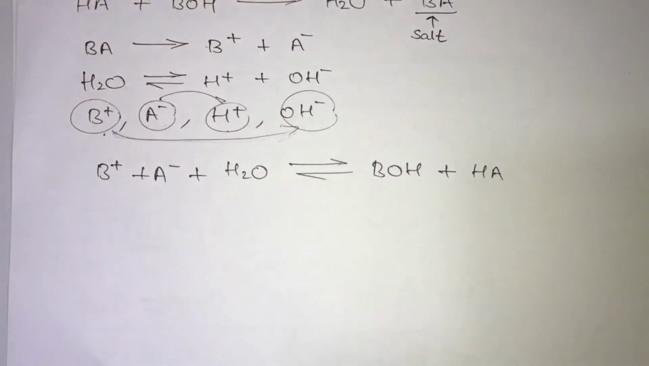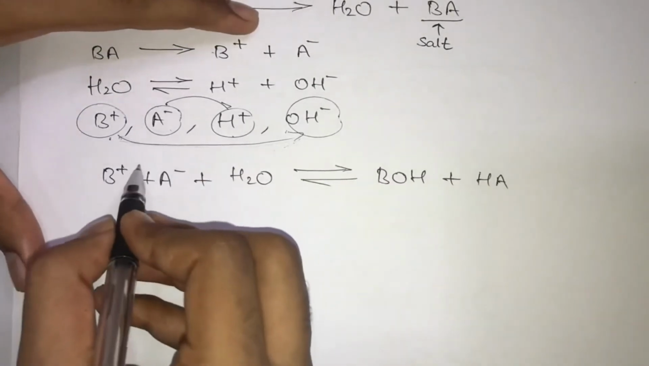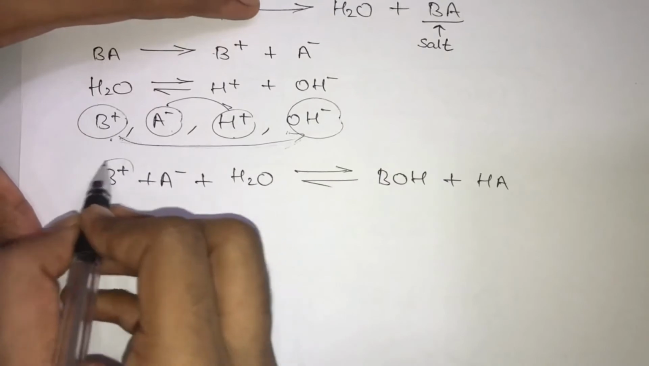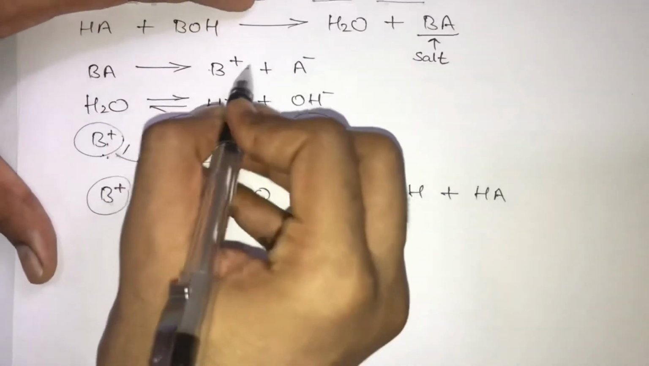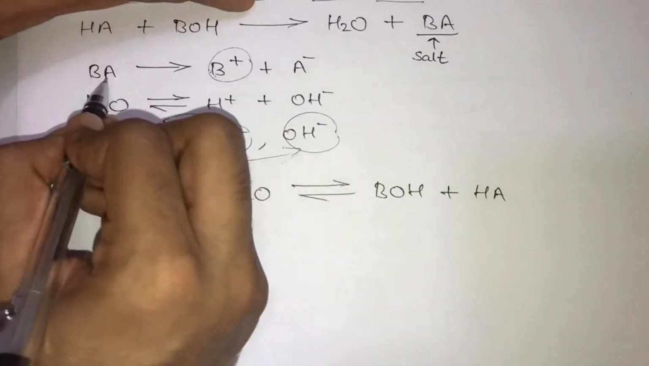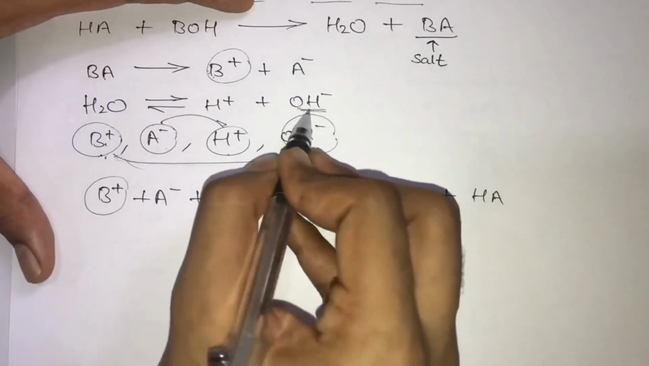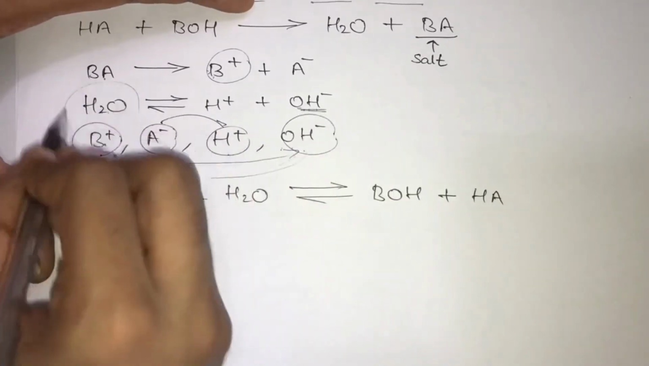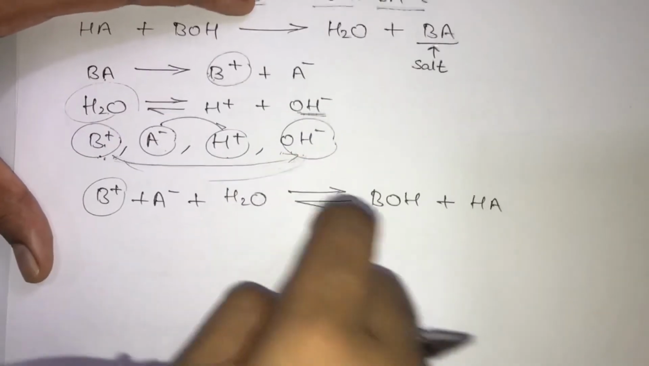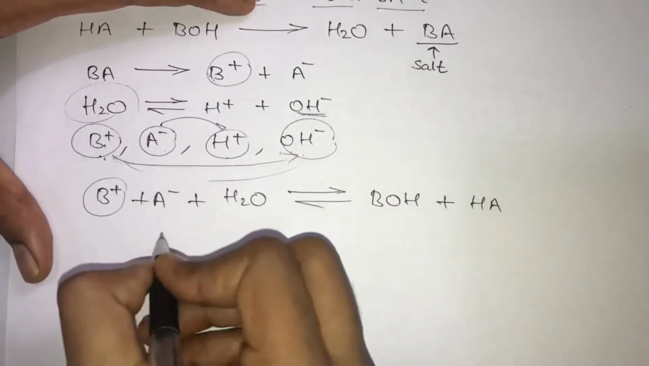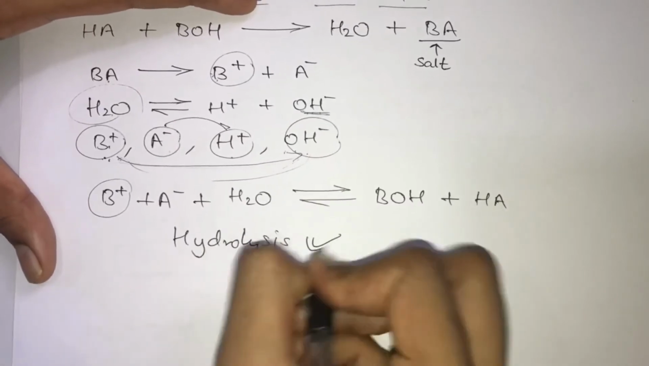Now we are sure of one thing: the ion B plus, what is B plus? B plus is nothing but the ion of the salt. This B plus is the ion of the salt. It is reacting with OH minus. And what is OH minus? OH minus is the ion of water. So since the ion of salt is reacting with the ion of water and giving us another substance, we are sure that it is undergoing hydrolysis.